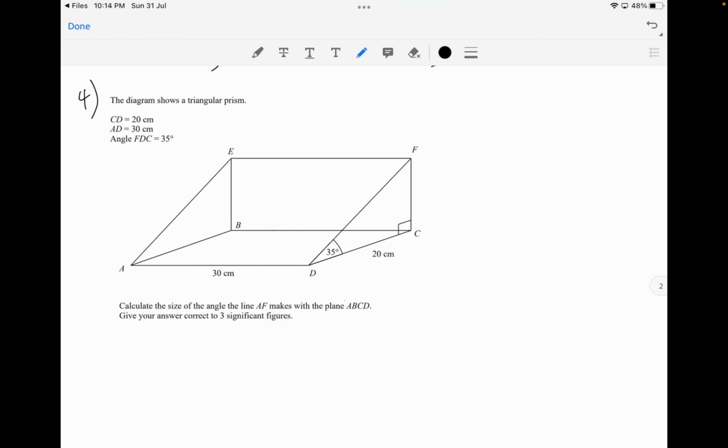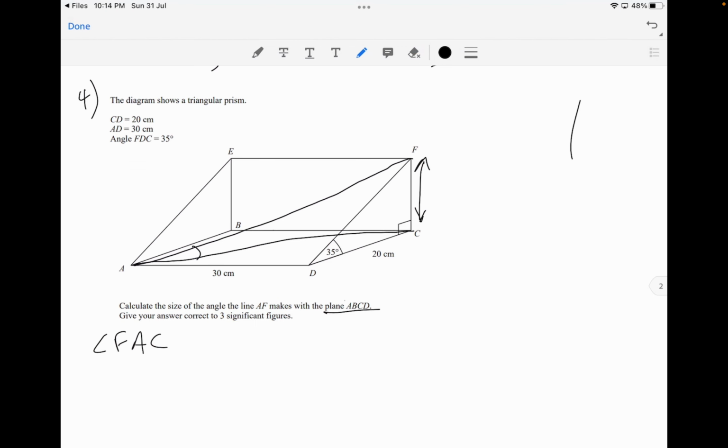Now what this means is, since you've been given some values here, you have to calculate the size of the angle AF makes. So we're just going to draw a straight line from point A to point F, which makes an angle with the plane ABCD. What that means is you have to find the angle FAC. Once you do that, you have to find this angle. So the first thing is we have to find out what FC is. That's the only way this is going to work.